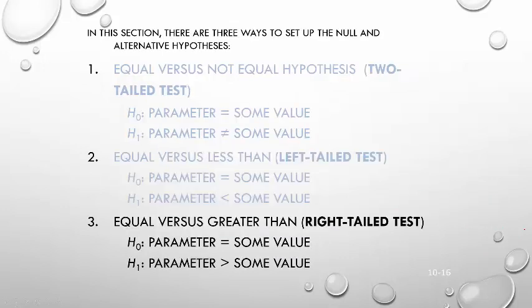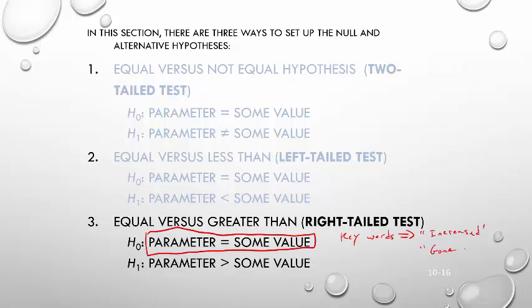And then finally, we're going to have what's called a right-tailed test, which is equal versus greater than. Again, notice your null hypothesis is always a statement of equality. It's the parameter is equal to some value. And what we're looking to show is, no way, the parameter is greater than that value. So the keywords here are going to be values like it's increased, it's gone up. Whenever a test happens in this class, it's always going to be one of these three. As you come through the lectures after this one, I'll do an example of each so you can see exactly how it's set up.